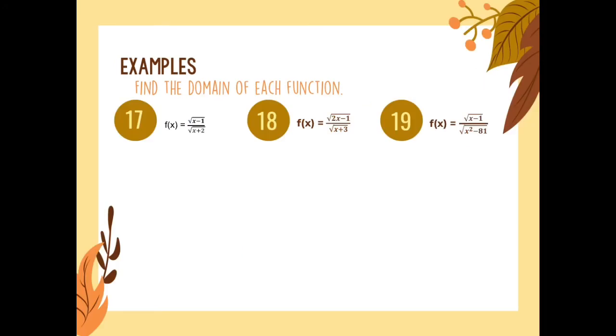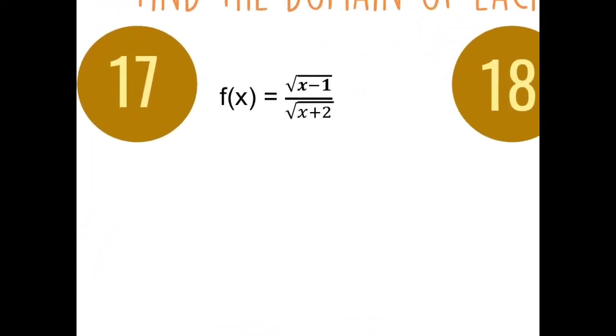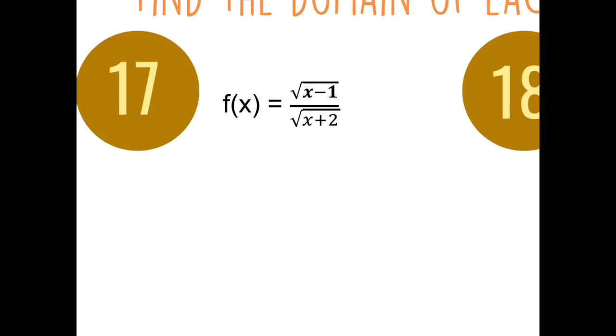Last set of examples here, and again they get a little bit more complicated because you have a square root in the numerator and the denominator. So we basically have two restrictions going on here. So let's start with 17. I'm going to look at the numerator and say the numerator has to be greater than or equal to 0 because there's a square root there, and the denominator has to be greater than 0 because that square root's now in my denominator. So I'm going to solve the first one. X minus 1 greater than or equal to 0 would give me x has to be greater than or equal to 1.